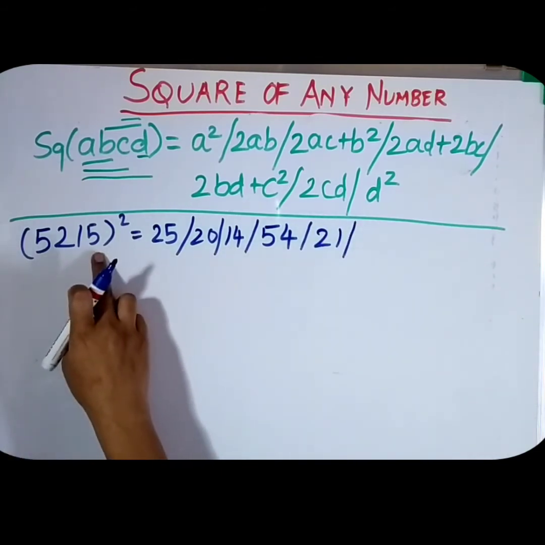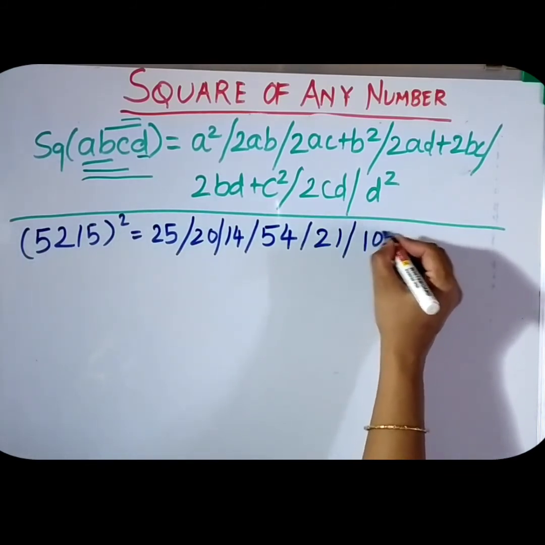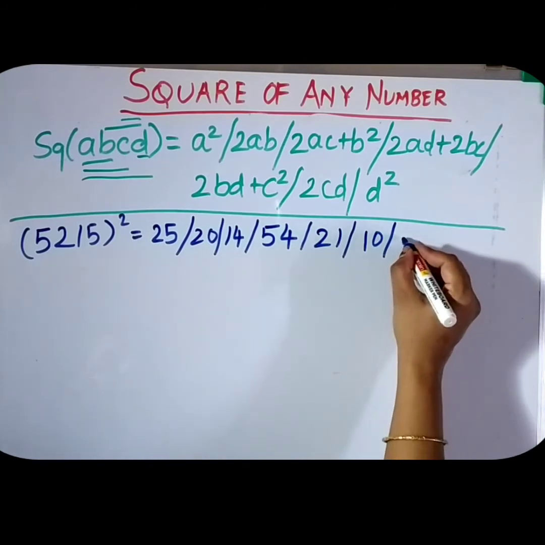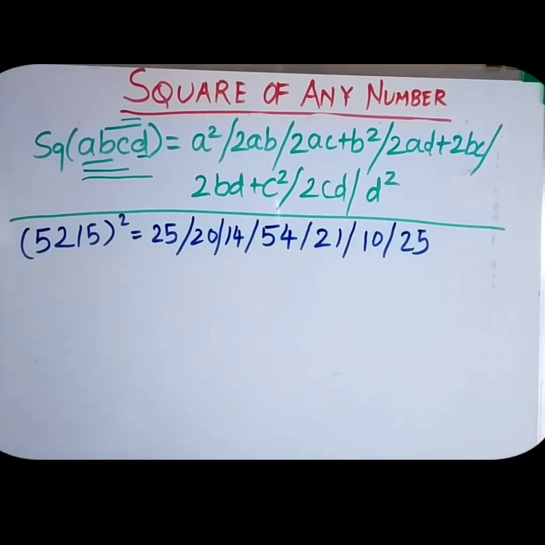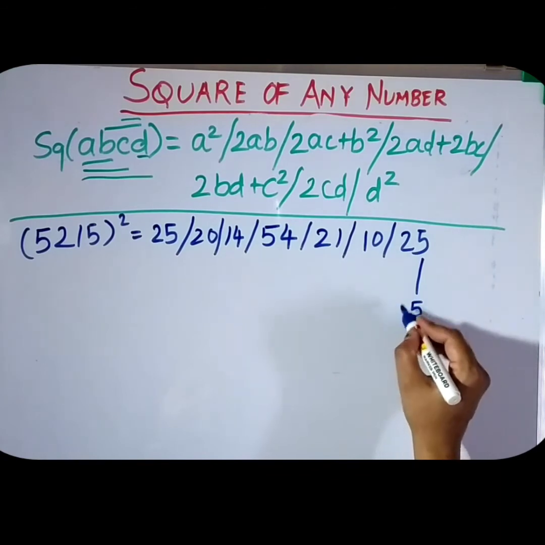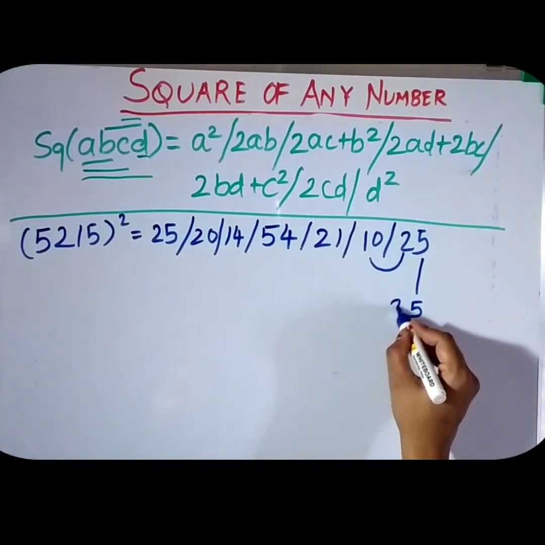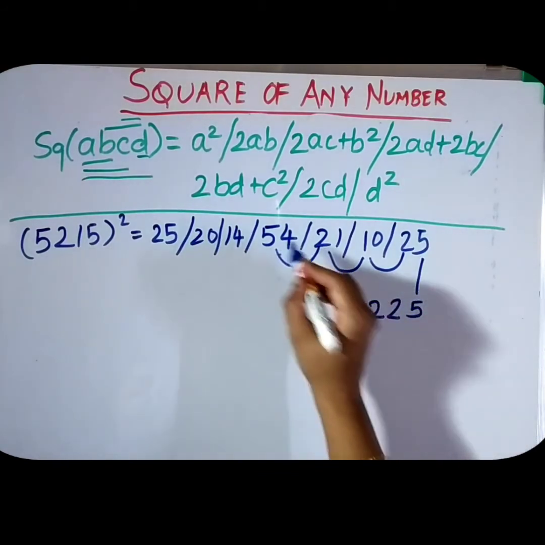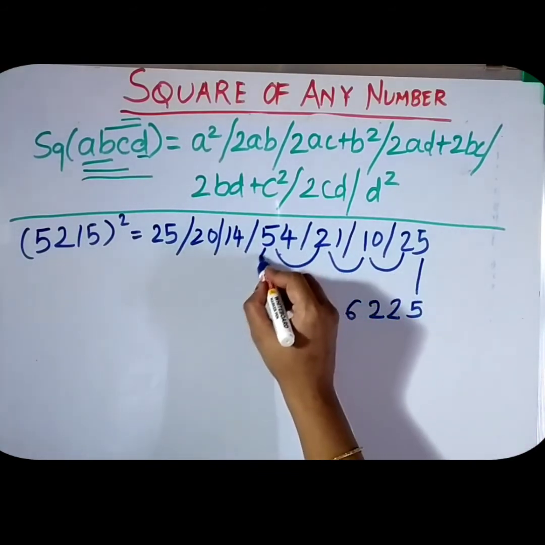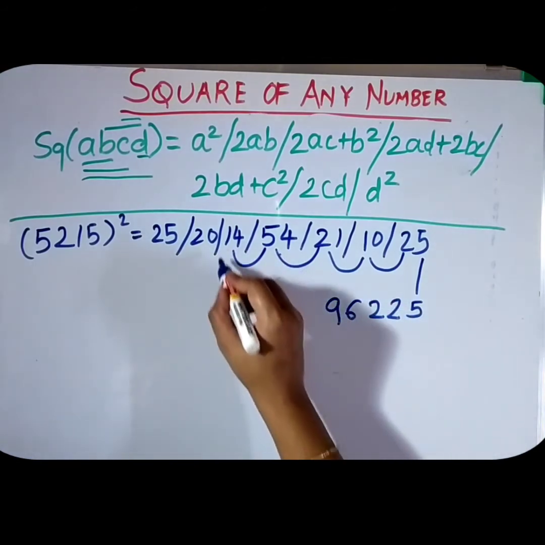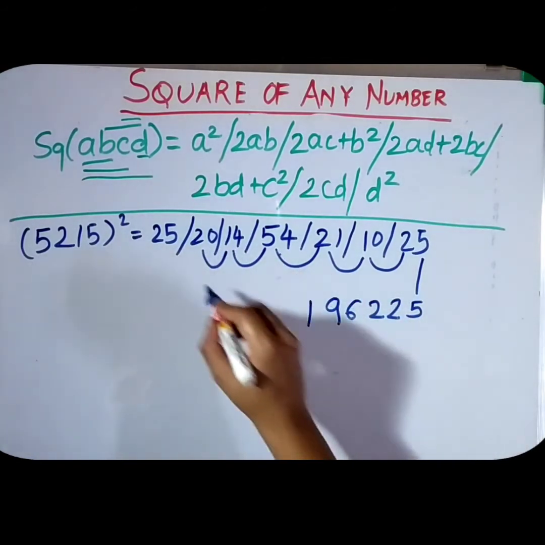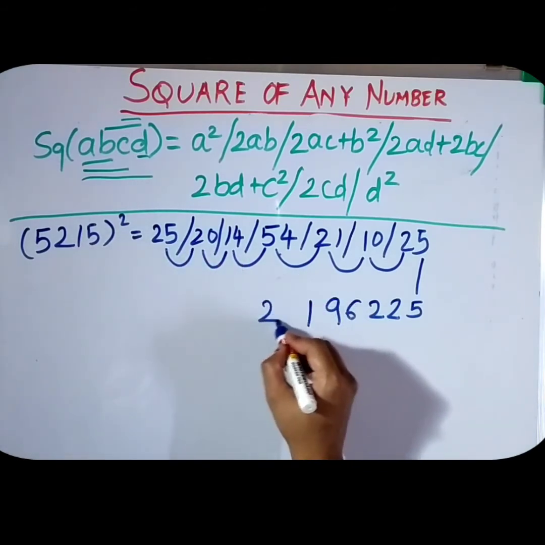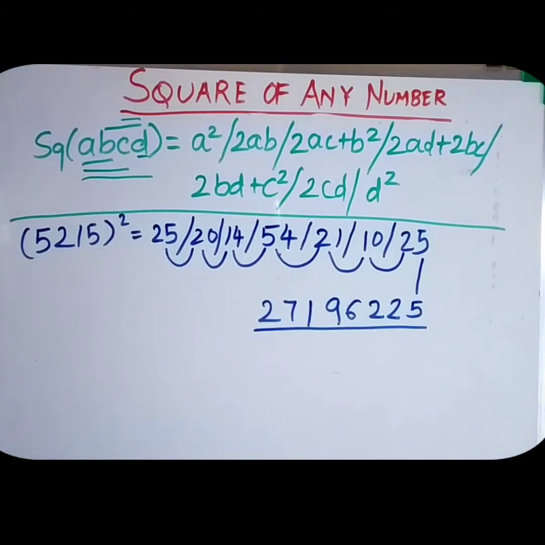Then the duplex of the last 2 digits, 2 into 1 is 2, 2 into 5 is 10. And the duplex of the last digit, that is 5 square, that is 25. Now taking this 5 as it is, then 2 carried over 12, 1 carried over 22, 2 carried over 56, 5 carried over 19, 1 carried over 21, 2 carried over 27. So the square of 5215 is 27196225.